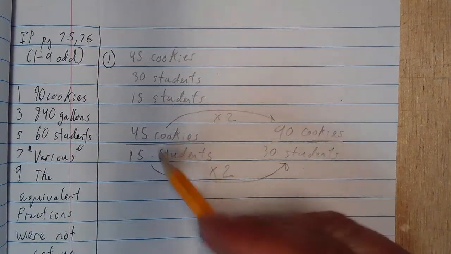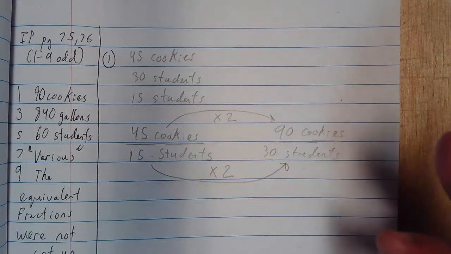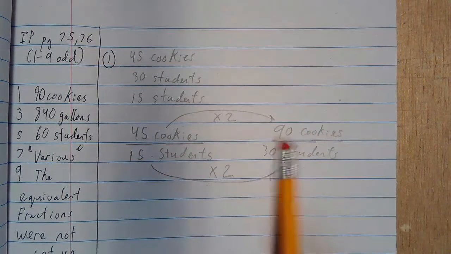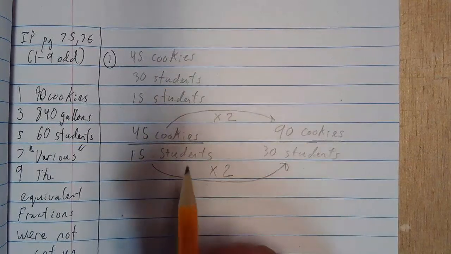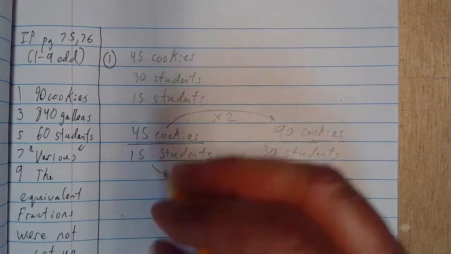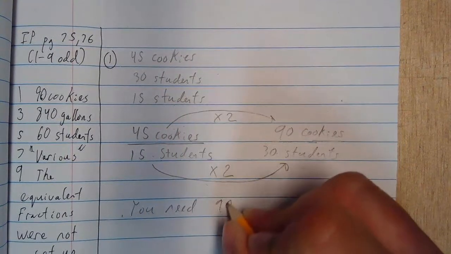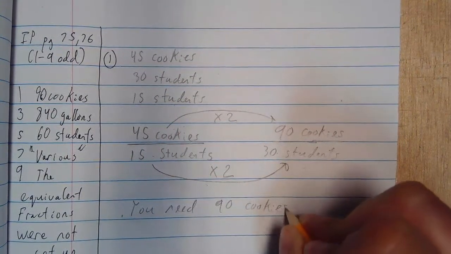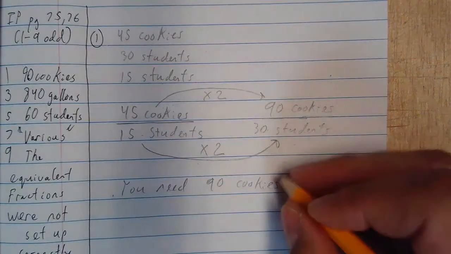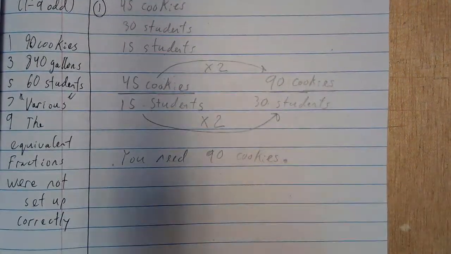Now, I'm not going to spend too much time talking about the relationship here, because you should already have learned it, but here we go. Now, the answer isn't just 90 cookies. You have to make a complete sentence. And the question was, how many cookies are needed? You need 90 cookies. Now, if you really want to be impressive, you can add, you need 90 cookies to feed 30 students. But for right now, I'll accept that. That's fine. You need 90 cookies. You answered the question directly.